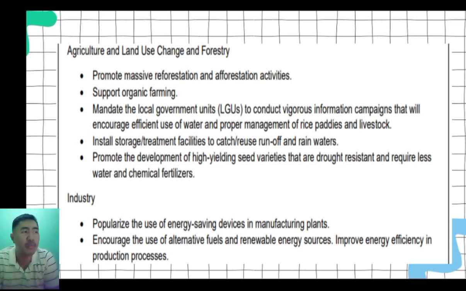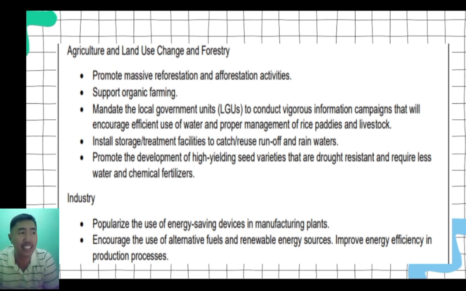And promote the development of high-yielding seed varieties that are drought resistant. So knowing that it's not all rainy season, there is drought too. So at least by promoting the development of plants, seeds for drought season, the plants can survive because they are resistant or need less water, and require less water and chemical fertilizers. So that's very helpful to our agriculture.